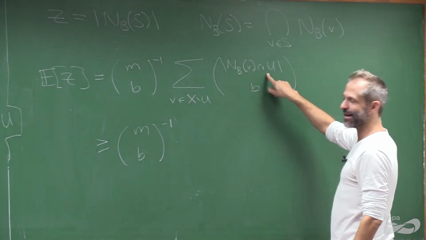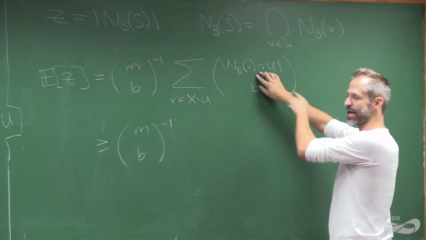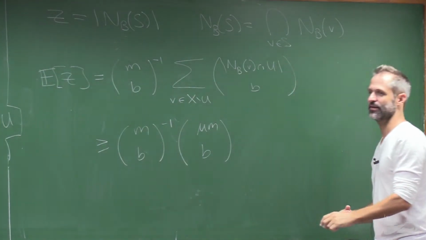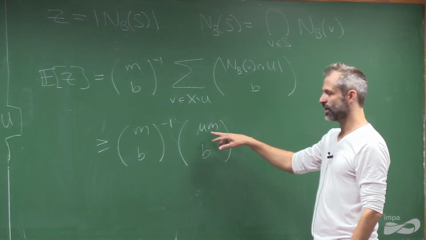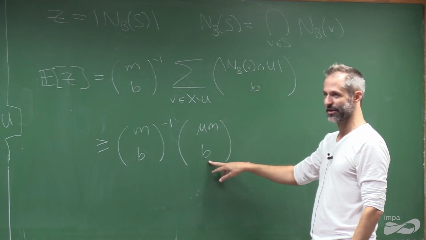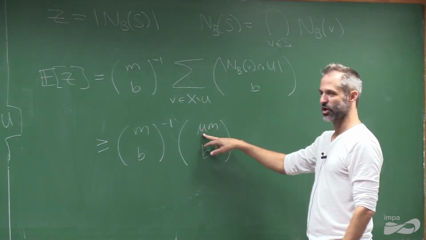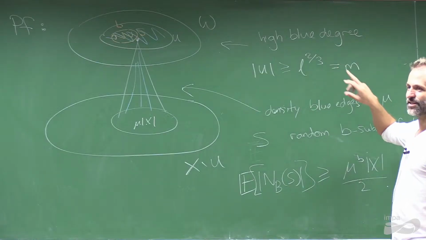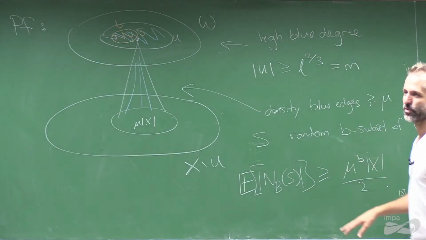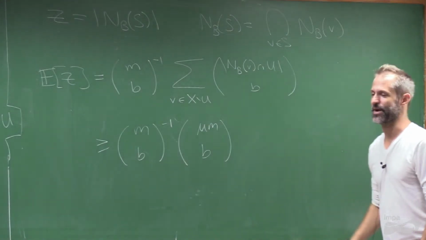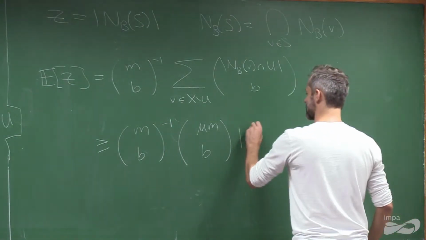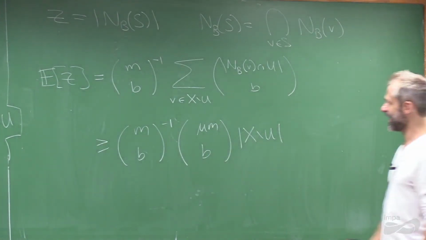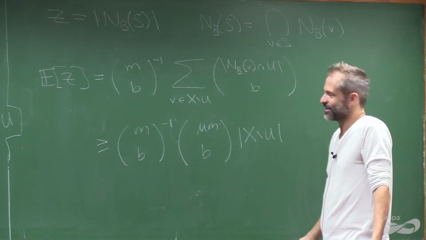How big is this on average? It's mu times M, mu times M choose B. Now this makes sense as long as mu times M is bigger than B. Mu is a constant, M is L to the 2/3, B is L to the 1/4. So we are super happy. Times size of X minus U. And now we just have to compare two binomial coefficients.